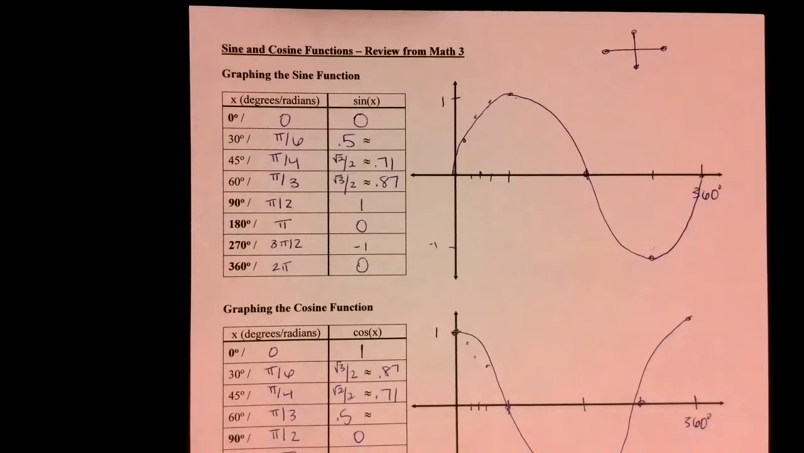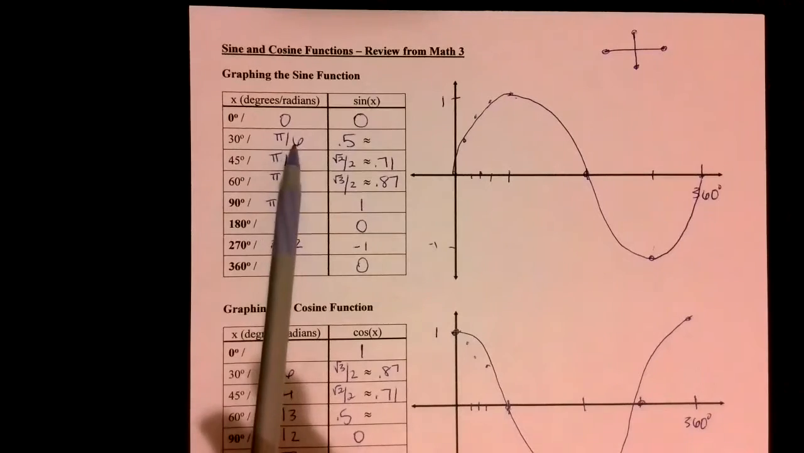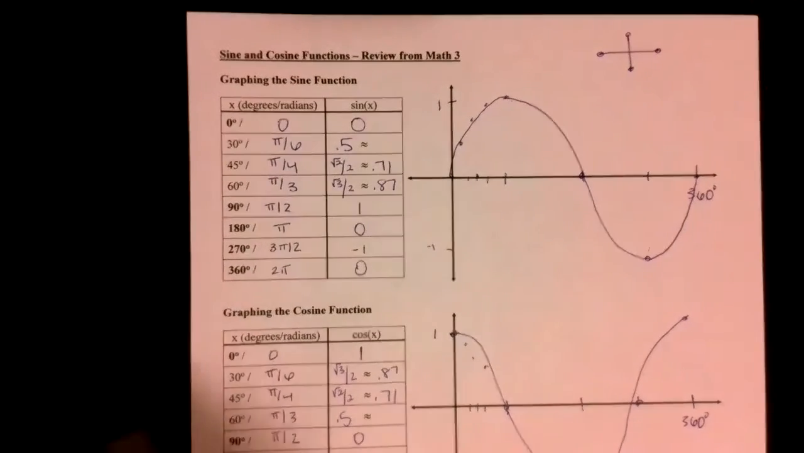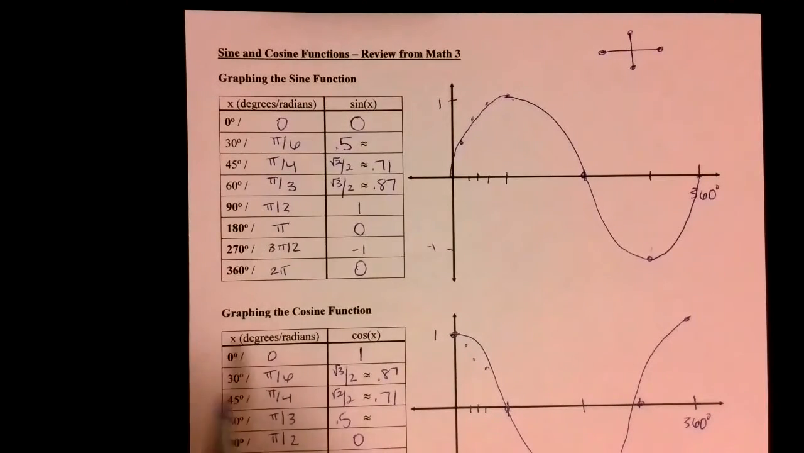Hey guys, this is just a quick video that goes along with the completed notes that were posted, and it's a review of sine and cosine graphs from Math 3. So I already filled the table in here with the radians, like 0 degrees is 0 radians, 30 degrees, pi over 6 radians. I already filled that in for the table.